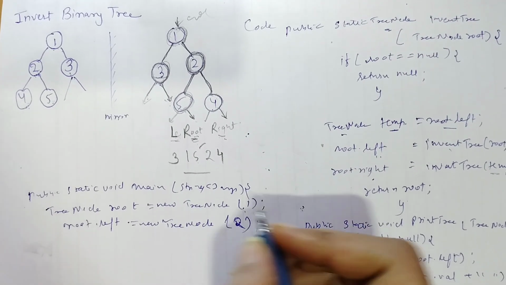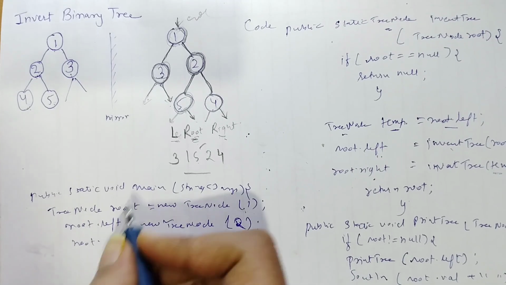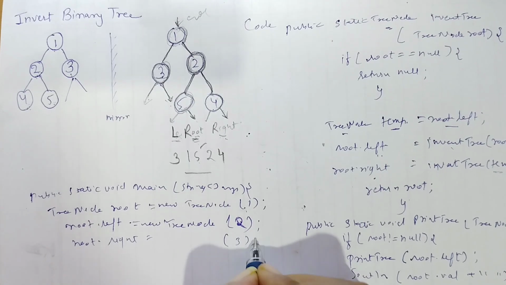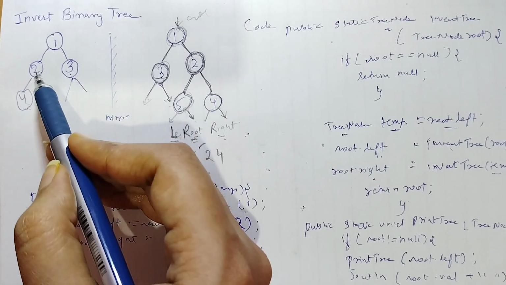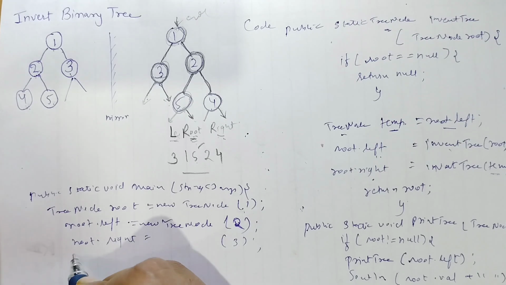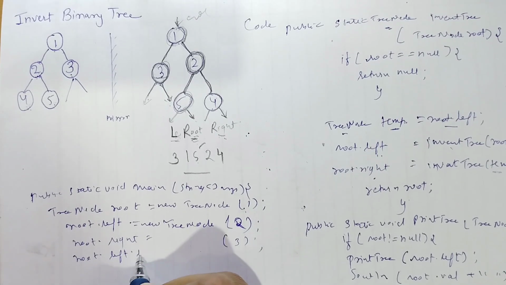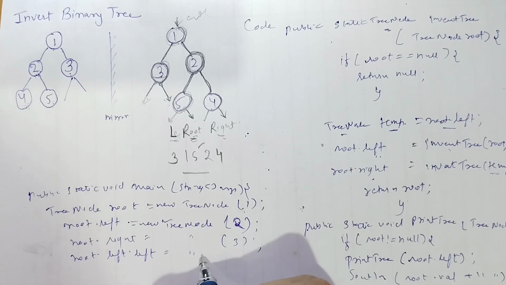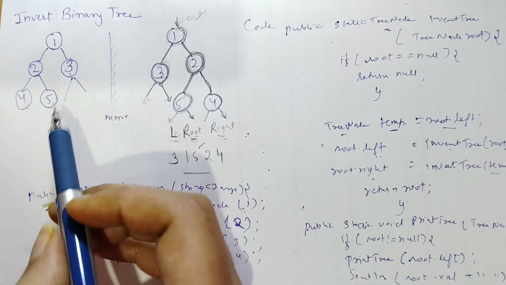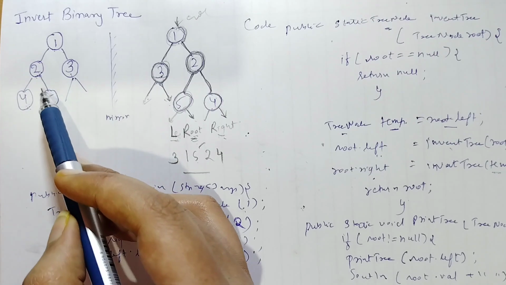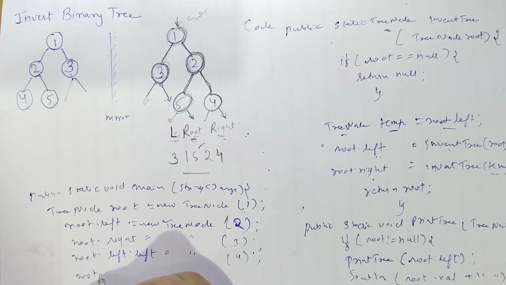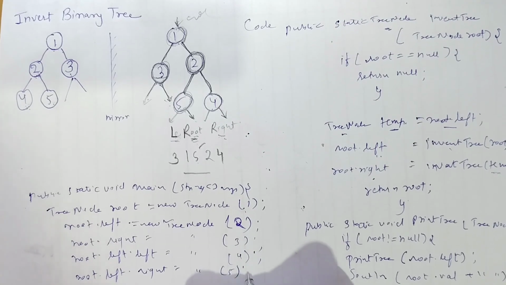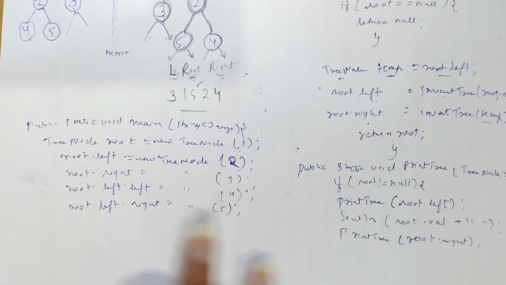Now root dot right, that is 3. Now root dot left dot left, that is 4. The same we will write here, new TreeNode, and that is 4. And then root dot left dot right, that is our 5.